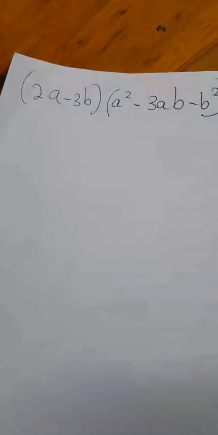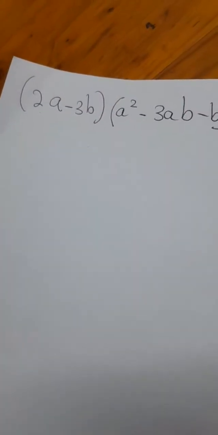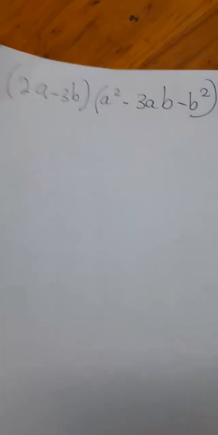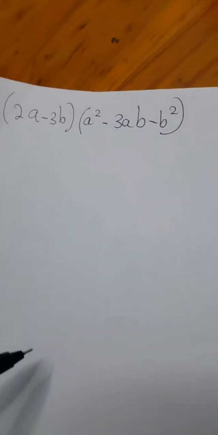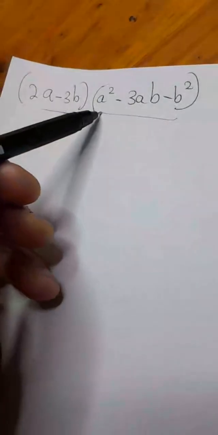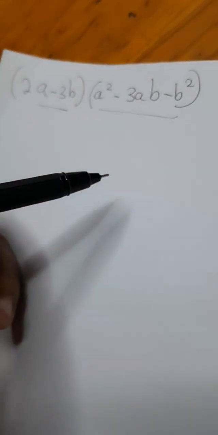All right, I think we can start now. So as you can see, we have two brackets. The first bracket, 2a minus 3b, and the second bracket, a squared minus 3ab minus b squared.